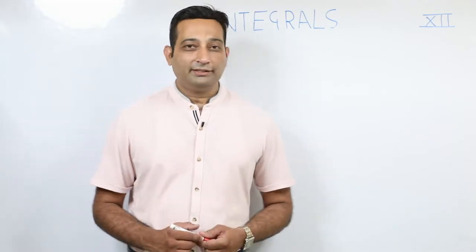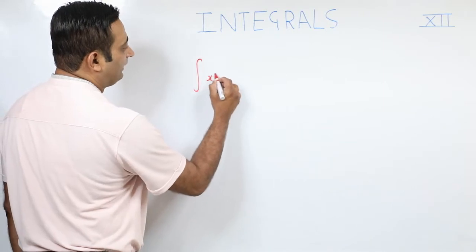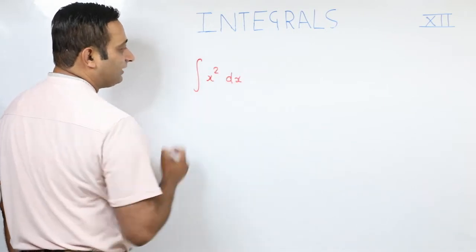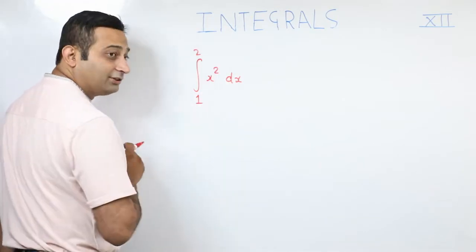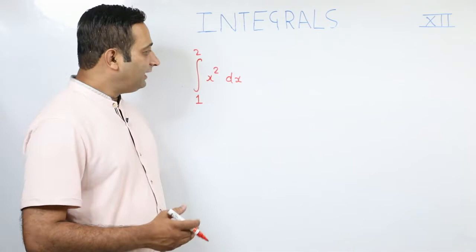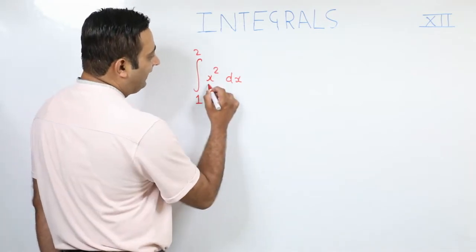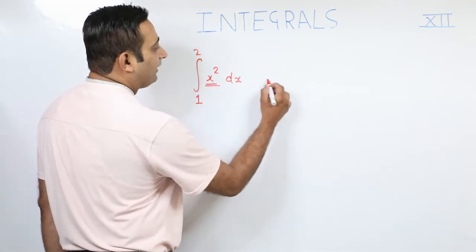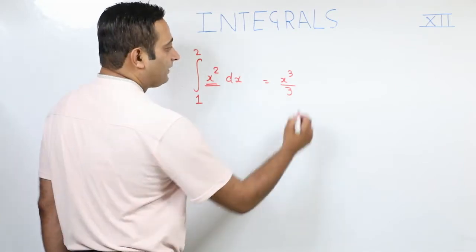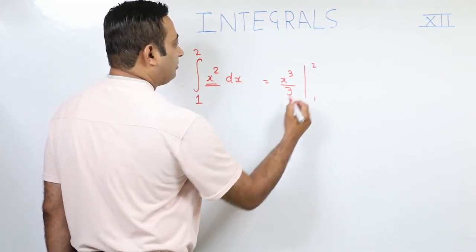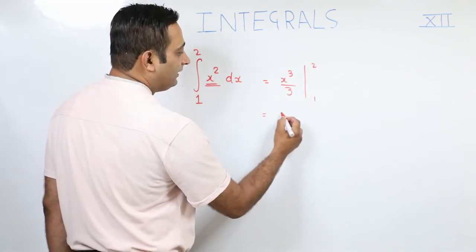Dear students, now let us solve some problems based on the fundamental theorems of integral calculus. We have integral of x square dx. Let us take the limits from 1 to 2. We can see that the function x square is continuous in the interval 1 to 2. Then we can apply the fundamental theorem that the antiderivative of x square is x cube by 3. We will not write c here. We will put the limits 1 and 2 because this is a function F of x. We will put F of 2 minus F of 1 here.